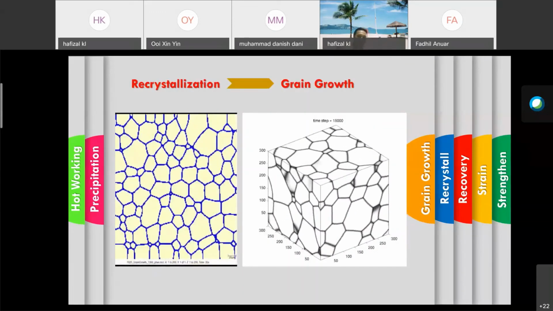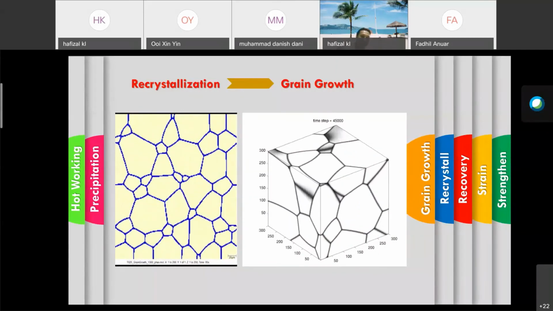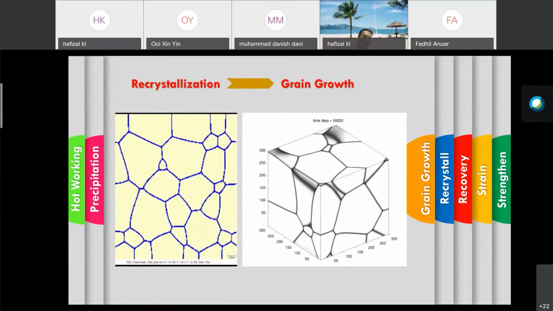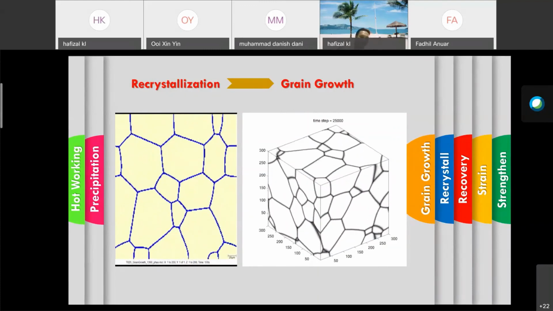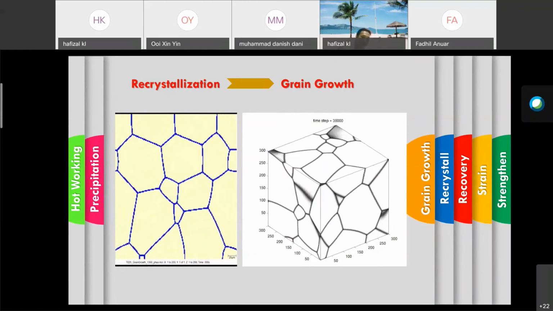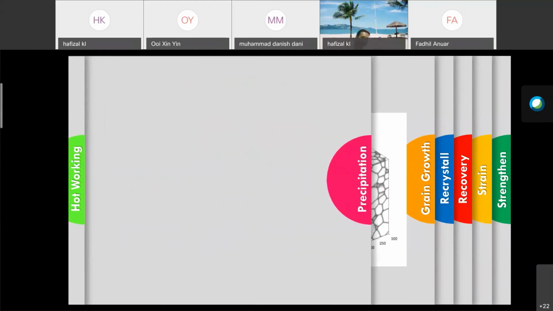So you can see the simulation taking place of the grain boundary between neighboring grains, whereby some of the grains become bigger and some of the neighboring grains become smaller during the process.